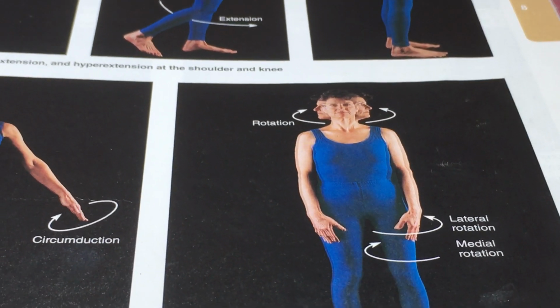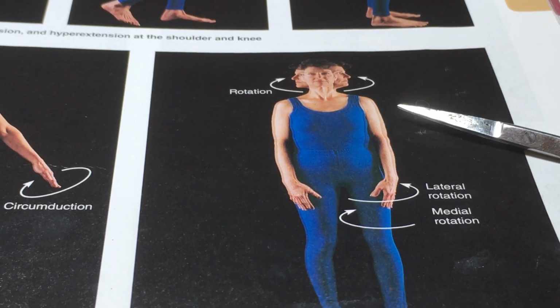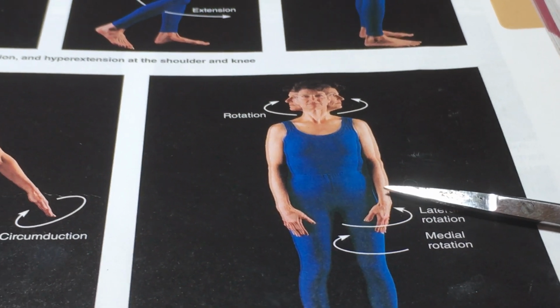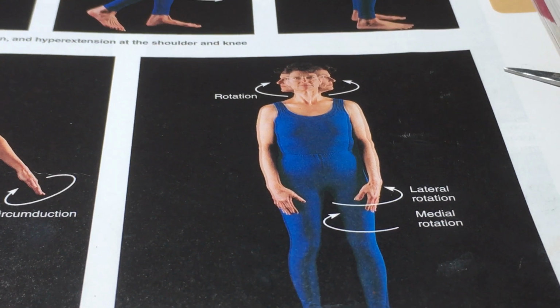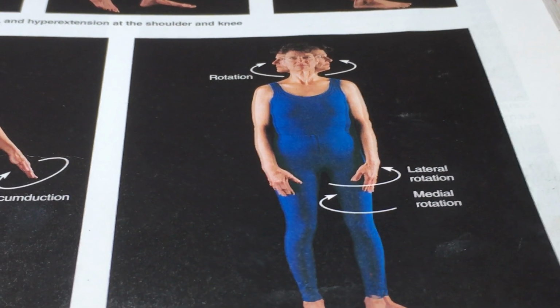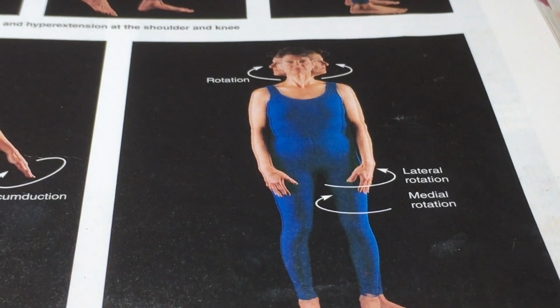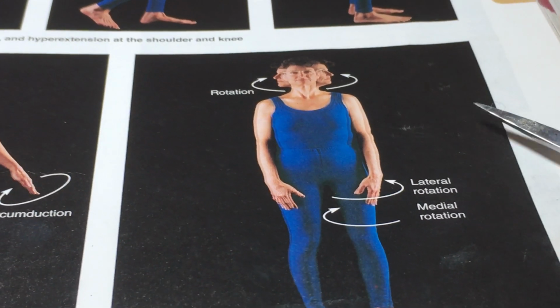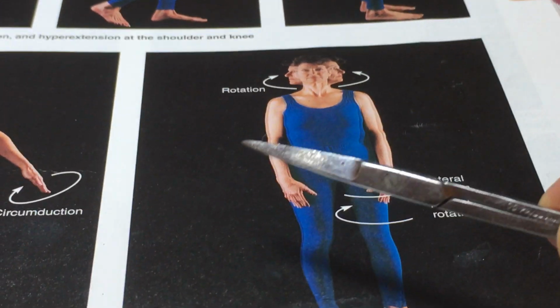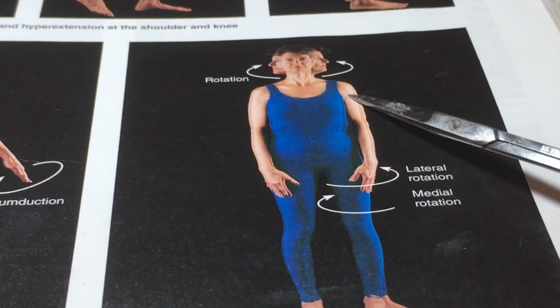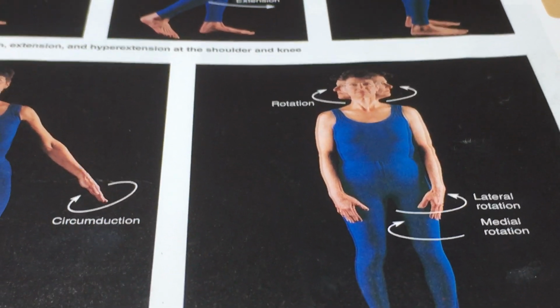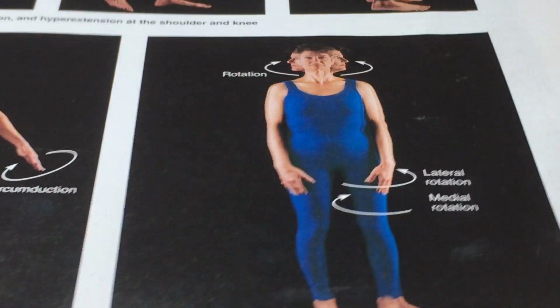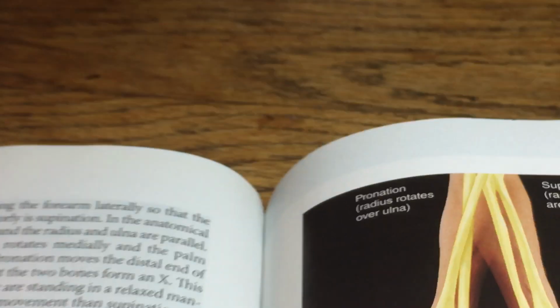Oftentimes, if we look at a tennis player, you can imagine that she could bring her arm out this way with a tennis racket and then bring it forward with a forehand, and that would involve some level of medial rotation across the shoulder joint right there. Okay. A backhand, of course, would be the other rotation.